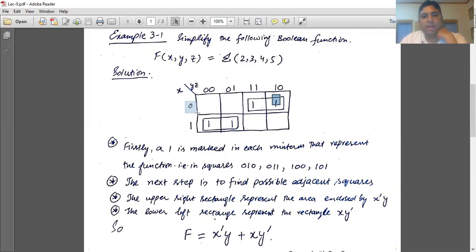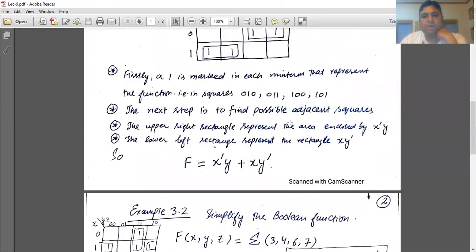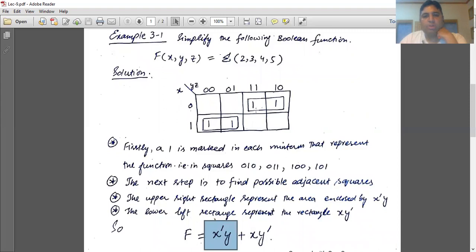The other two variables we write directly. The other two variables are x and y. X is 0 here, and y is 1 here. X is 0, y is 1, which means x bar y. So we will write x bar y here. Okay, so again, I can repeat this procedure.